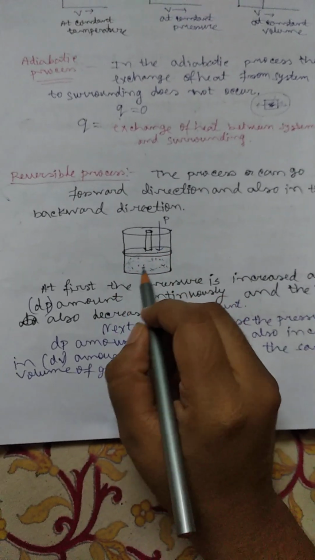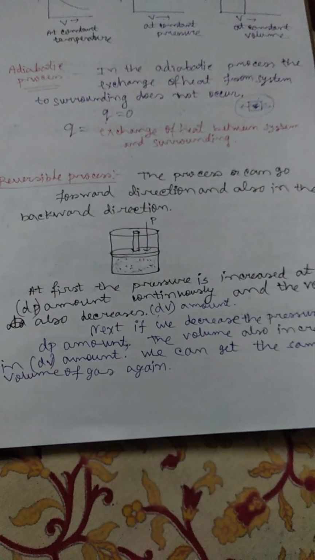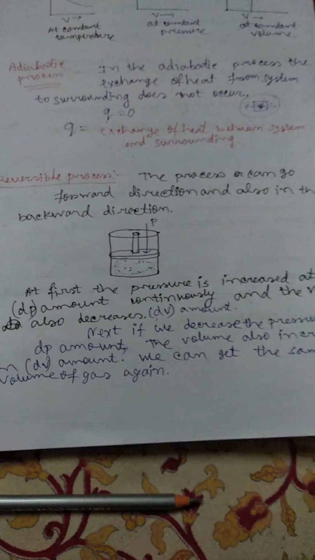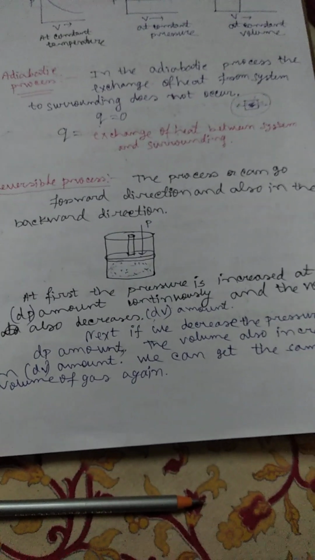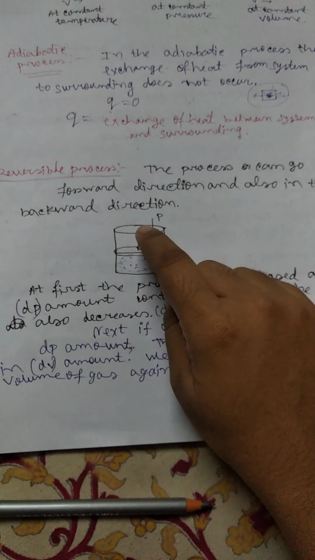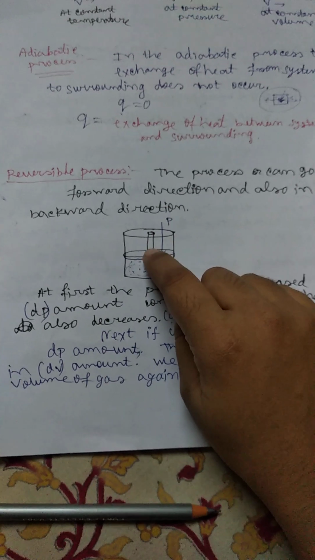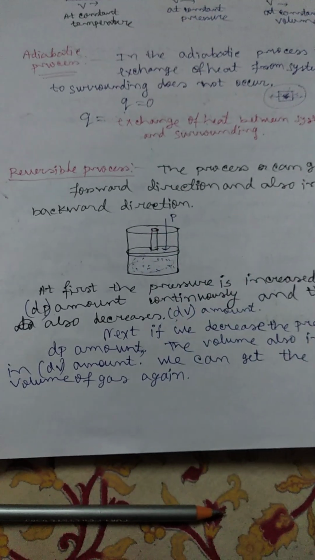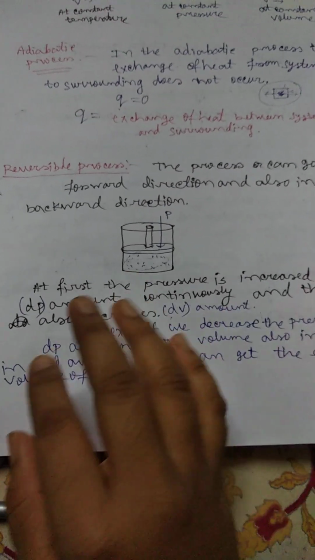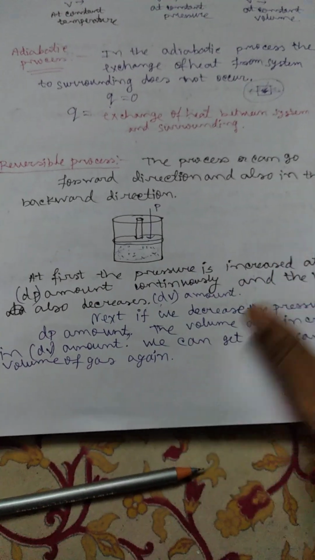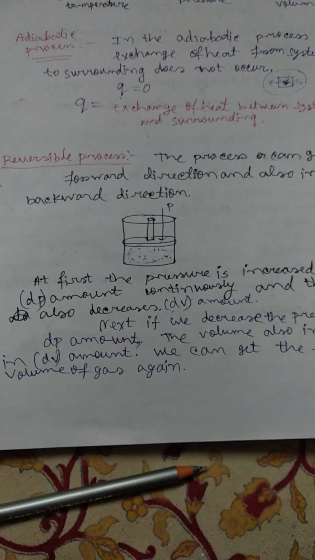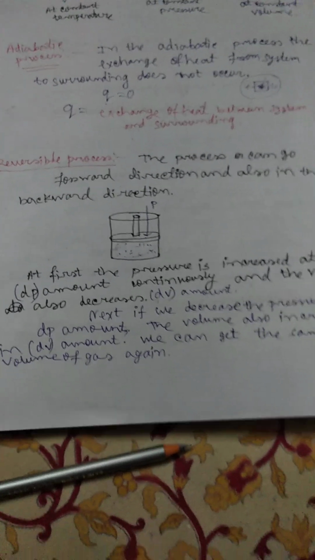At first the volume of gas was V. We increase the pressure on the piston and the volume decreases by dV. Next, we again pull the piston back to its previous position, and the volume increases by dV. Okay, so it is a reversible process. The volume is at first decreasing and again the volume is increasing. It is a reversible process.